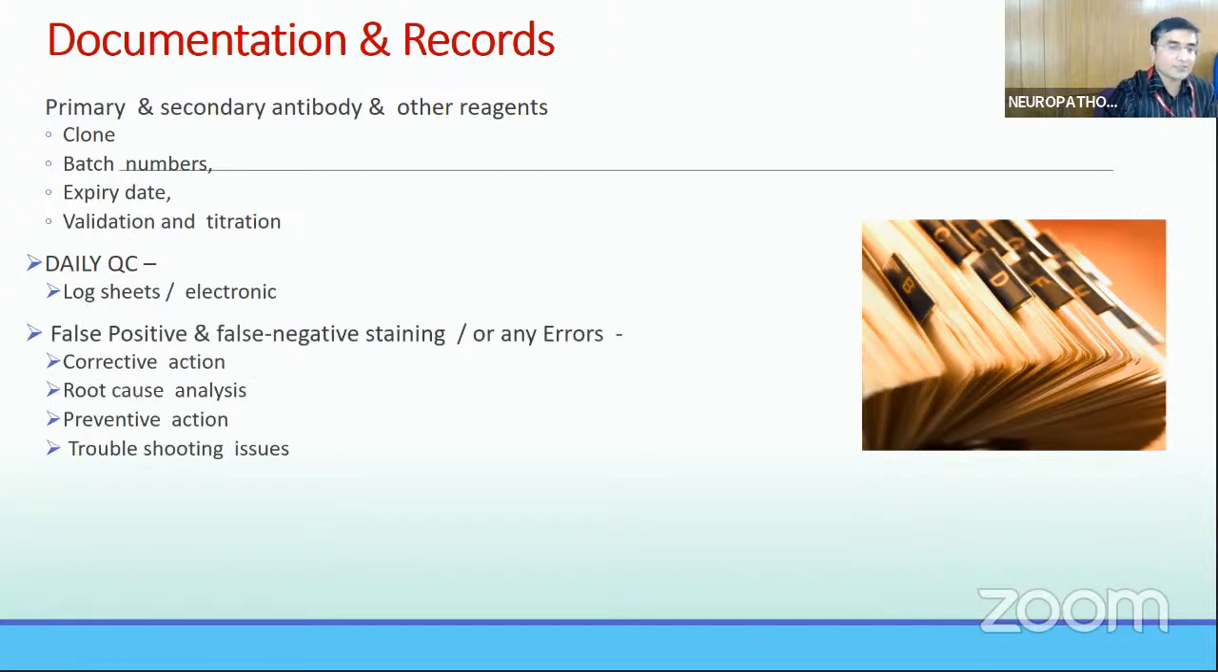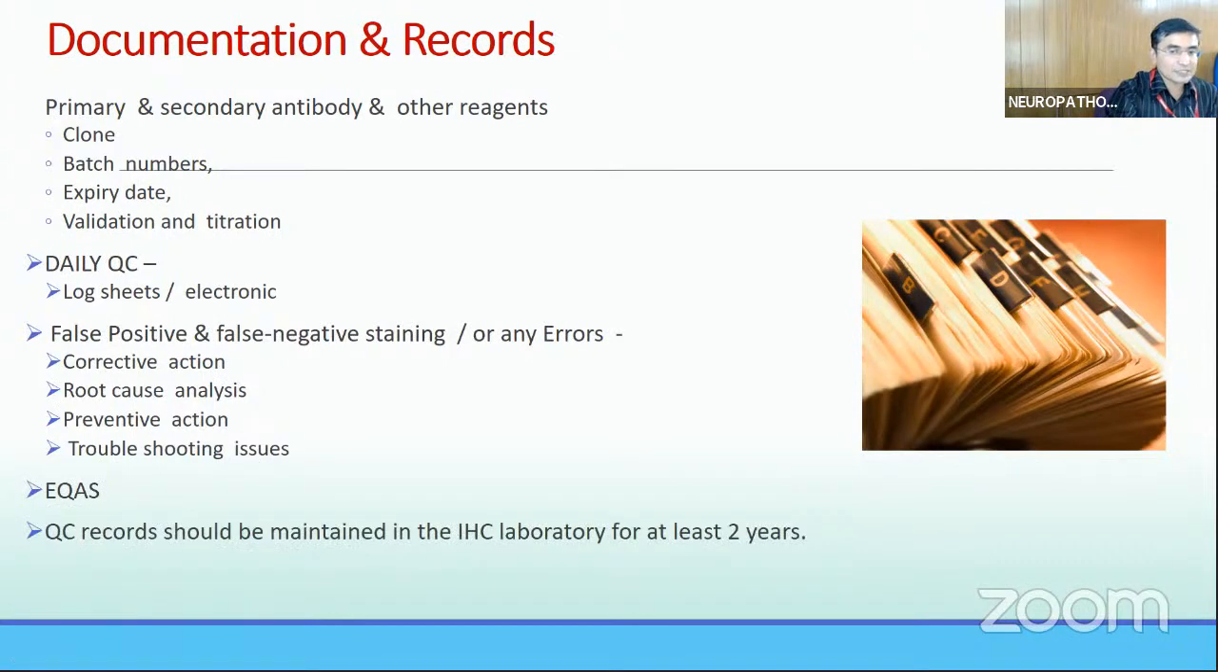And when you recognize false positive and false negative every day, accordingly you take the corrective action, analyze the root cause, make the preventive action, create some kind of device of preventive action, and all the troubleshooting issues have to be documented in daily QC, and regularly you have to review it.